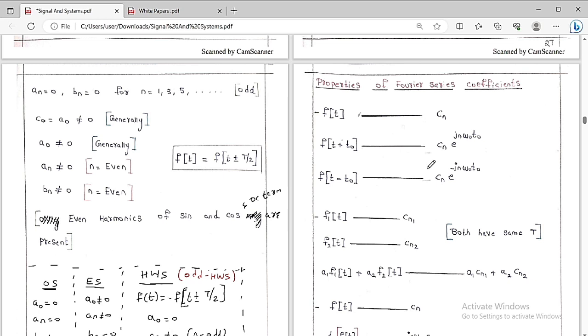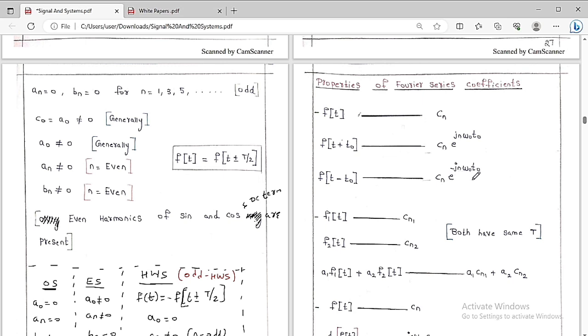Suppose for f of t, the exponential Fourier series coefficient is Cn. Then for f of t plus t naught, the exponential Fourier series coefficient is Cn times e to the power of j n omega naught t naught. And for f of t minus t naught, the Fourier series coefficient is Cn times e to the power of minus j n omega naught t naught.